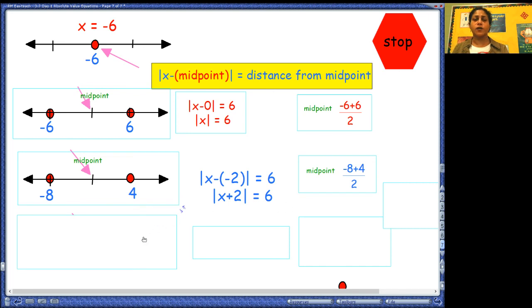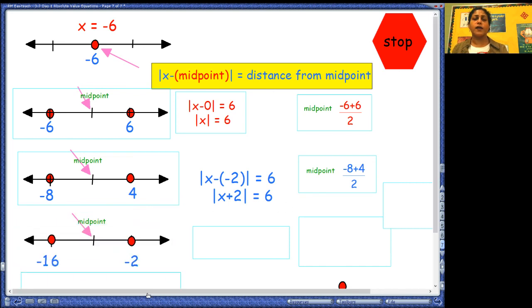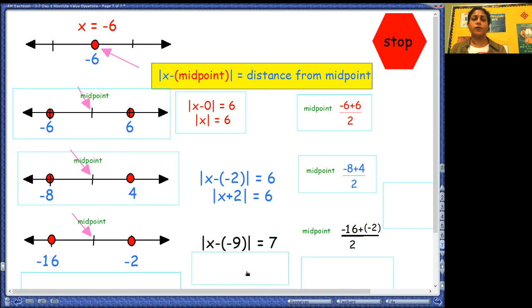In the next one, the two numbers marked are -16 and -2. So you're going to find the midpoint by adding the two and dividing by 2. Turns out that the midpoint is -9, and so you simplify this. I forgot to simplify this. So this is going to be simplified 2x plus 9, this is terrible writing, is equal to 7. And that is it for today.